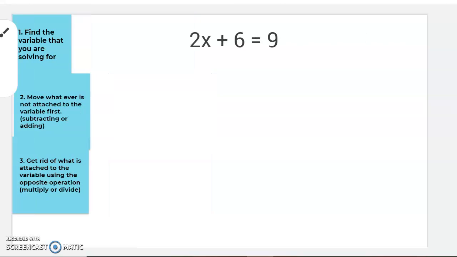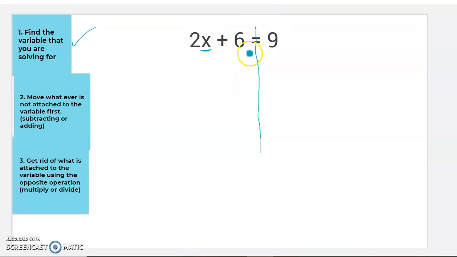So our first example, we have 2x plus 6 equals 9. So draw a line through our equal sign. Our x is over here on the left. So we just did number one, we found our variable. Number two, move whatever is not attached to the variable. So 2 is attached to the variable. So our first thing we have to move is this positive 6, this plus 6.